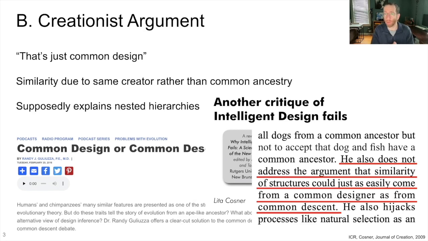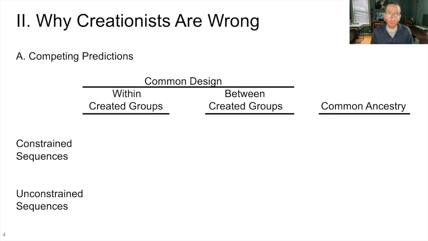The author of this critique wrote that the author of the book they're reviewing also does not address the argument that similarity of structures could just as easily come from a common designer as from common descent. So that's the creationist argument. It's not common descent that explains this pattern, it's a common designer. Well, here's why creationists are wrong.